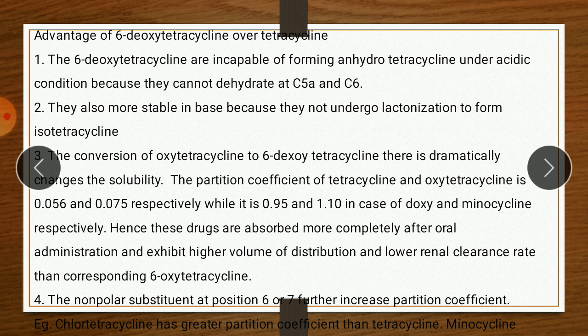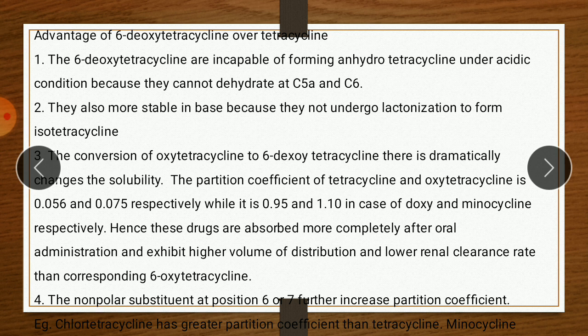As we have seen, in dehydration of tetracycline in presence of acid and in presence of base, the 6th position hydroxyl group is involved. But in this compound there is no hydroxyl group on the 6th position, therefore there is no chance of dehydration of tetracycline. So the first advantage: the 6-deoxy tetracyclines are incapable of forming anhydrous tetracycline under acidic condition because they cannot dehydrate at carbon 5A and 6.